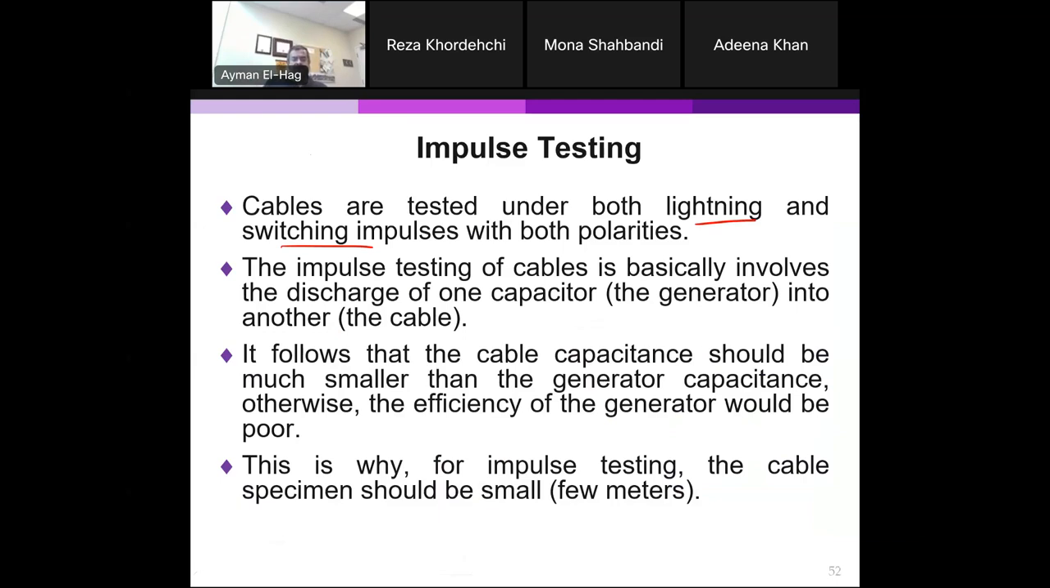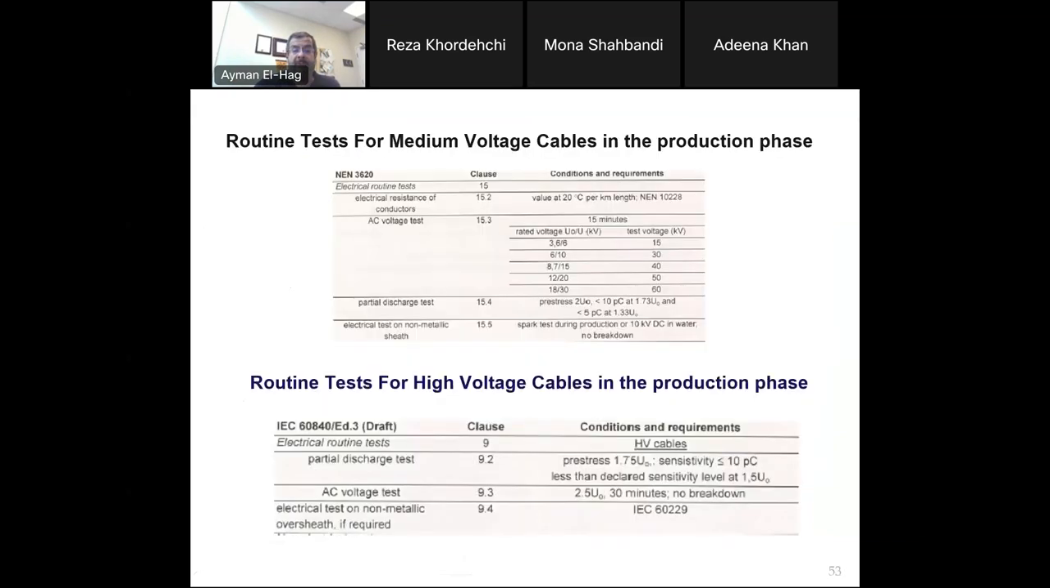This is why we do the test on a few meters of cable, because the cable capacitance is usually in picofarads per meter. So we need to select a short cable so that you don't have a very high capacitance that will impact your generator efficiency.